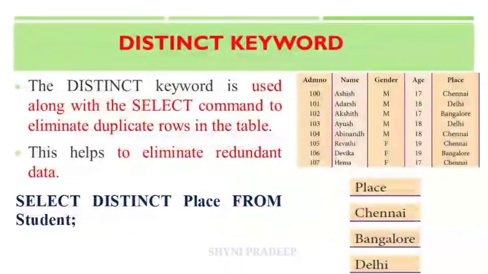First let us see about the distinct keyword. The distinct keyword is used along with the select command to eliminate duplicate rows in the table. If you want to eliminate duplicate rows in the table, you have to use the distinct keyword along with the select command. It helps to eliminate redundant data. See this example. This is the student table. Here if you want to remove the duplicate rows in the place field, you have to use the distinct keyword. See here, select distinct place from student. So column is what? Place. Student is the table name.